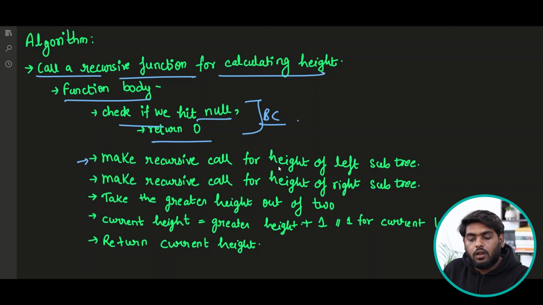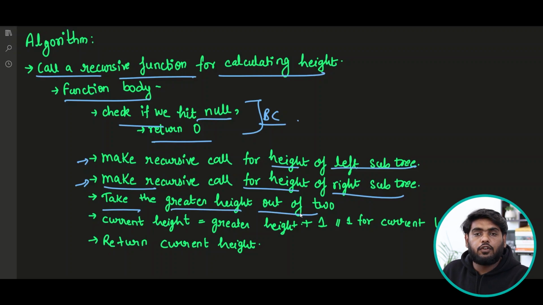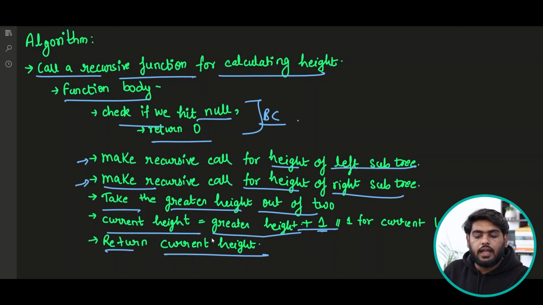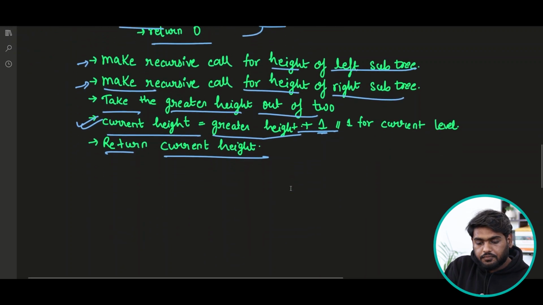Then what is the next step? We have to make a recursive call for the height of the left subtree, and then we have to make a recursive call for the height of the right subtree. Once we receive the height of both, what do we have to do? We have to take the greater height out of the 2. Once you have taken the greater height, what is going to be the current height? The greater height plus 1. Why 1? Because that is for us to include the node that we are calling from. Okay, and then as a final answer, what do we have to return? The current height that we have calculated here. Simple enough.